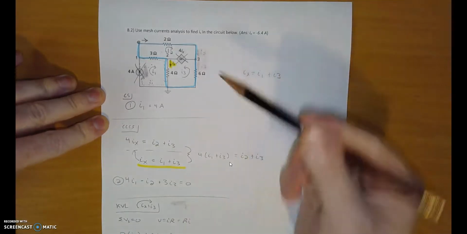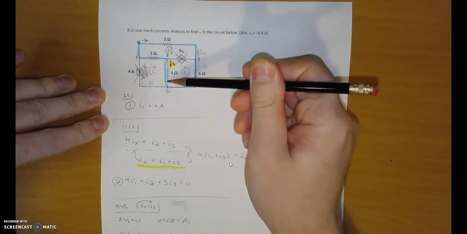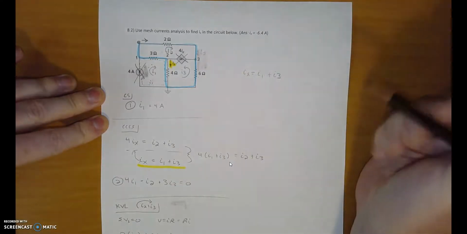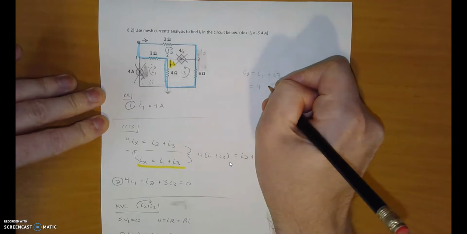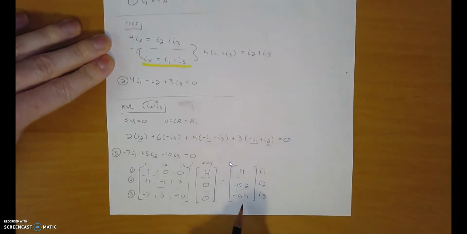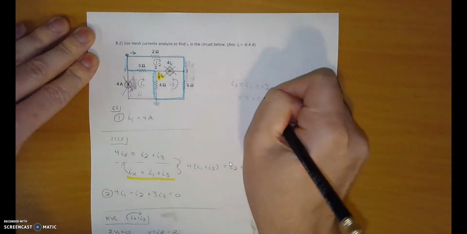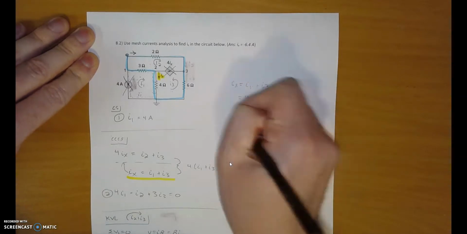And again, you find that by saying IX is going down through the 4 ohm. Mesh current I1, as I've labeled it, goes down, so it's positive. Mesh current I3 goes down through there, so it's also positive. You plug in what you have. So I1 is a 4, and I3 is a negative 10.4. You put that together, you get a negative 6.4 amps.